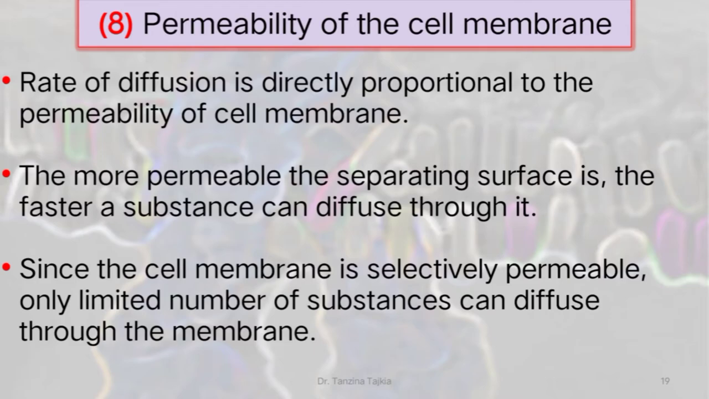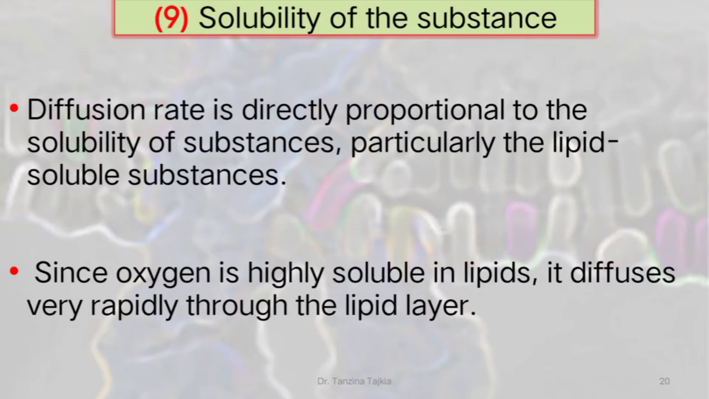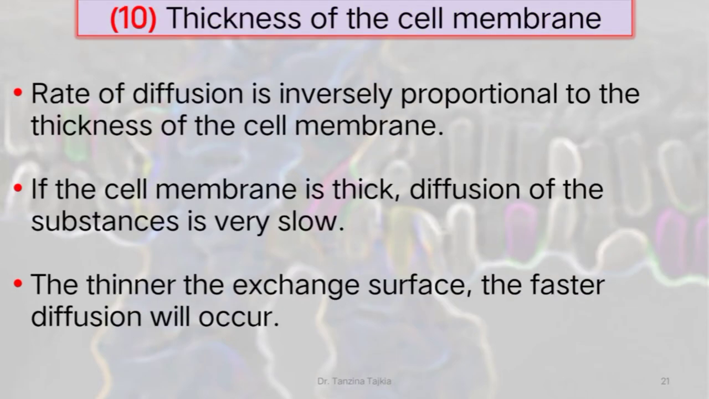Then permeability of the cell membrane. The rate of diffusion is directly proportional to the permeability of the cell membrane. The more permeable the separating surface is, the faster a substance can diffuse through it. Since the cell membrane is selectively permeable, only a limited number of substances can diffuse through the membrane. Then solubility of substance. Diffusion rate is directly proportional to the solubility of the substance, particularly the lipid-soluble substance. Since oxygen is highly soluble in lipid, it diffuses very rapidly through the lipid layer.